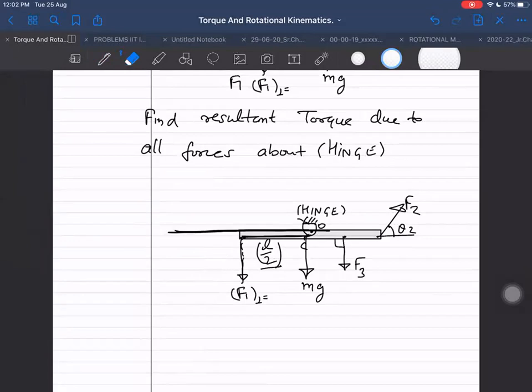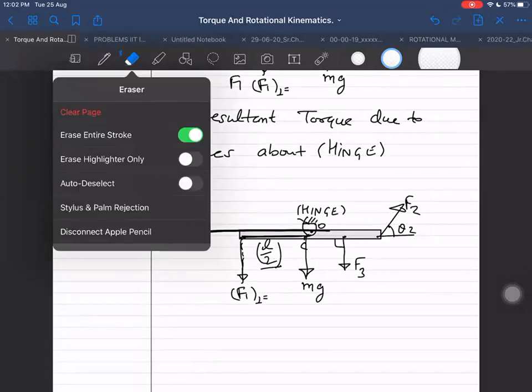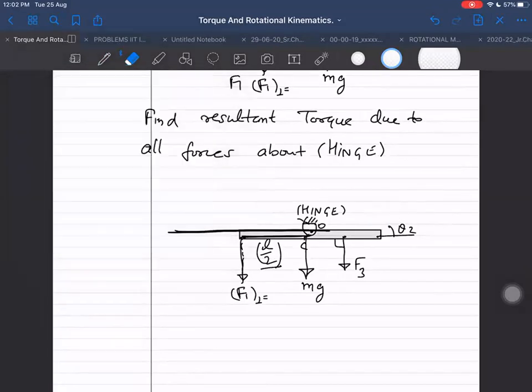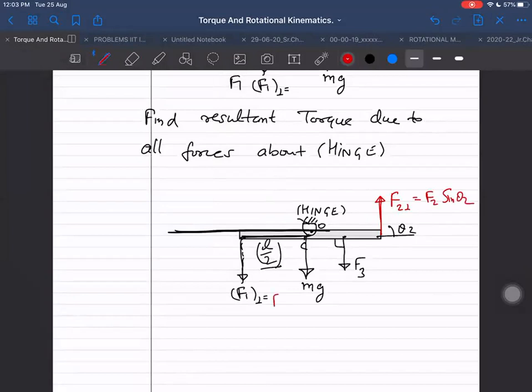Here also, I will think that there is no F1 here, but I will take only F1 perpendicular. Similarly, I will think there is no F2 here, but only F2 perpendicular. F2 perpendicular is F2 sin theta 2, and F1 perpendicular is F1 sin theta 1.